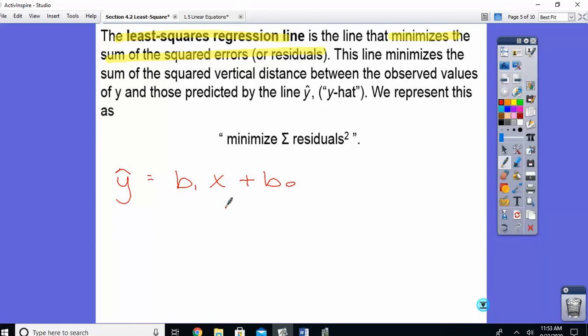So to find these, the b sub 1, there's actually a formula. It's r, the correlation coefficient from yesterday, times the standard deviation in y divided by the standard deviation in x. Your y-intercept is y bar minus your slope times x bar. Again, all that's on your formula sheet. You're not memorizing any of these formulas. We just have to be able to calculate.